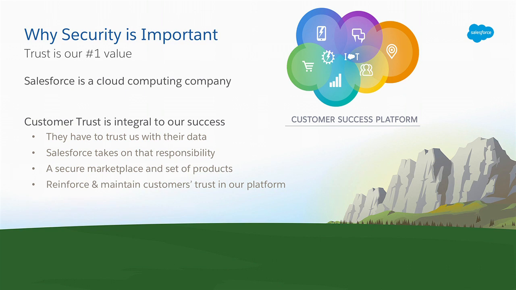Back in 1999, we really struggled to put customers' data into the cloud out of their own environment. That required a lot of customer trust. They had to trust us with our data. So we had to make a lot of assurances. We had to make a secure set of products. We had to make a secure marketplace for them. And that's not a one-time thing. It's not a one-time check, you're trusted, we're done. It's an ongoing partnership. So we have to reinforce and maintain that.